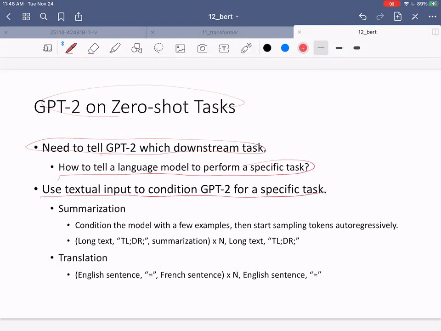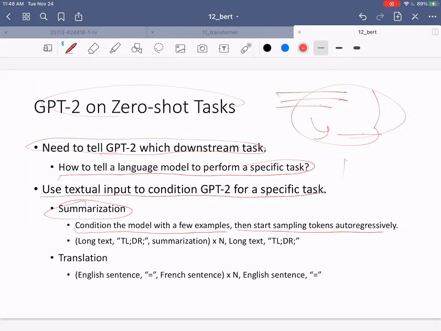So you have a pre-trained GPT-2, and then in the test phase, when you want to test it on, for example, a summarization task, you have a very long gigantic text and you want to summarize it into a few sentences. How do you use a pre-trained GPT-2 to do this exactly? What they do is they condition the model with a few examples, then start sampling tokens autoregressively.